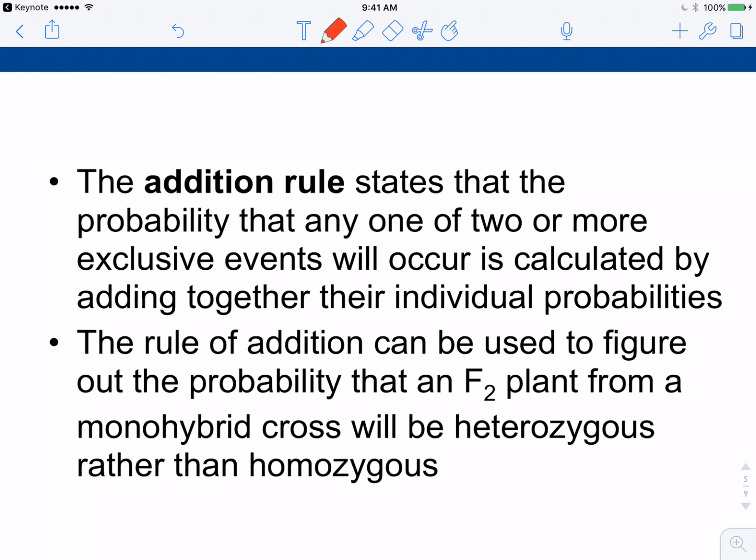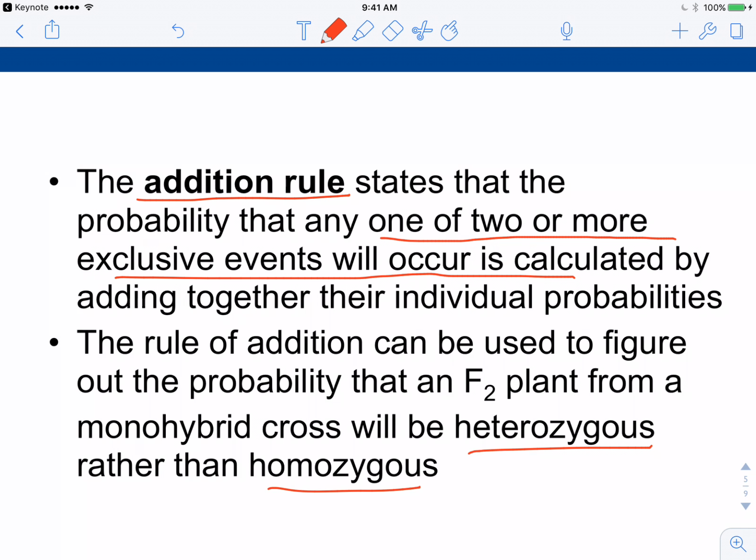Okay. If you use the rule of addition, this states that the probability that one of two or more exclusive events will occur is calculated by adding together the individual probabilities. Okay, so the rule of addition can be used to figure out the probability of an F2 plant from a monohybrid cross that's going to be heterozygous rather than homozygous. This also looks at the probability of two independent events occurring together.